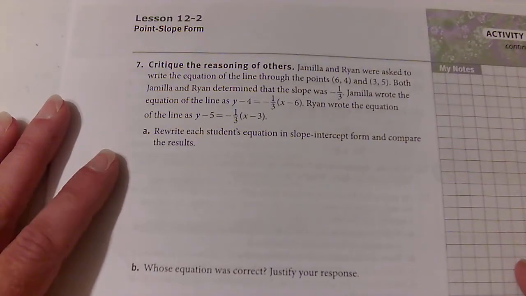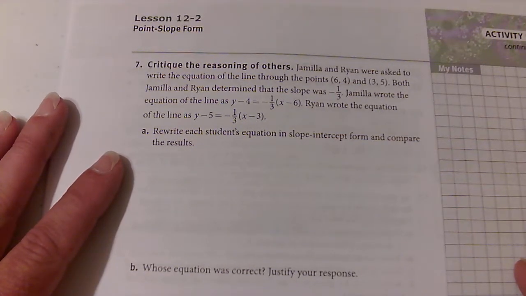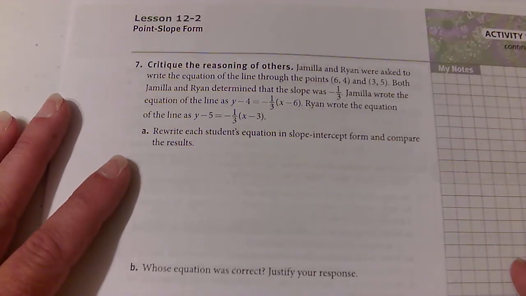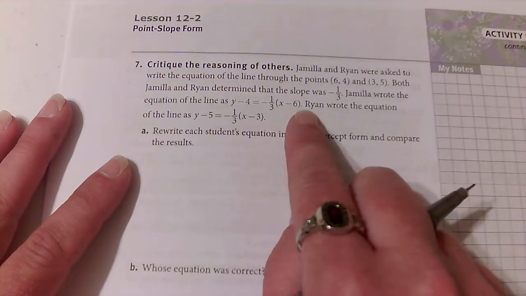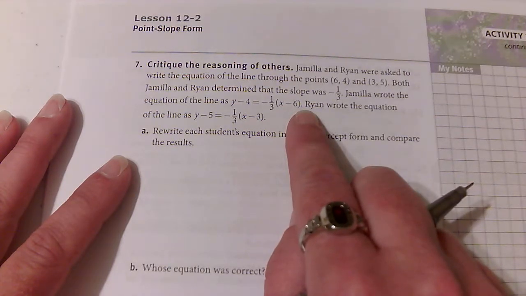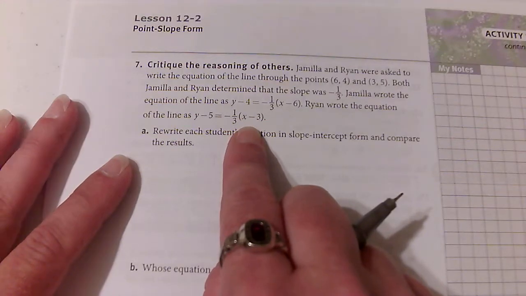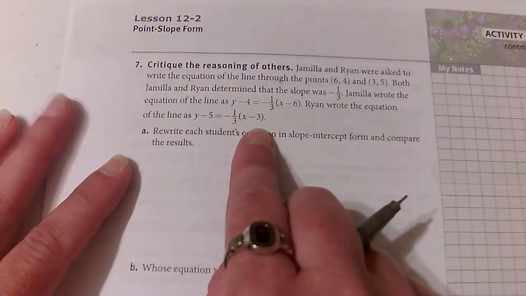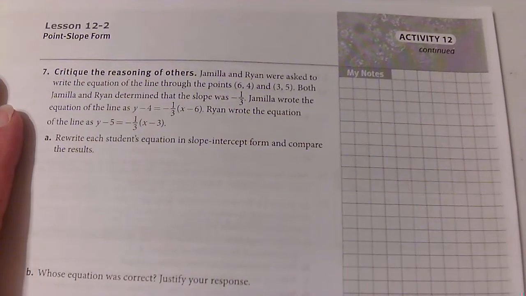Jamila and Ryan were asked to write the equation of the line through the points (6, 4) and (3, 5). Both Jamila and Ryan determined the slope was negative 1/3. Jamila wrote the equation of the line as y minus 4 equals negative 1/3 (x minus 6). And Ryan wrote the equation as y minus 5 equals negative 1/3 (x minus 3).